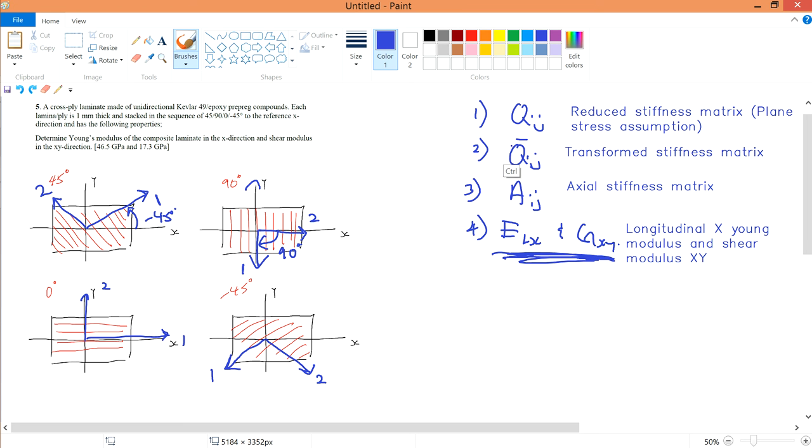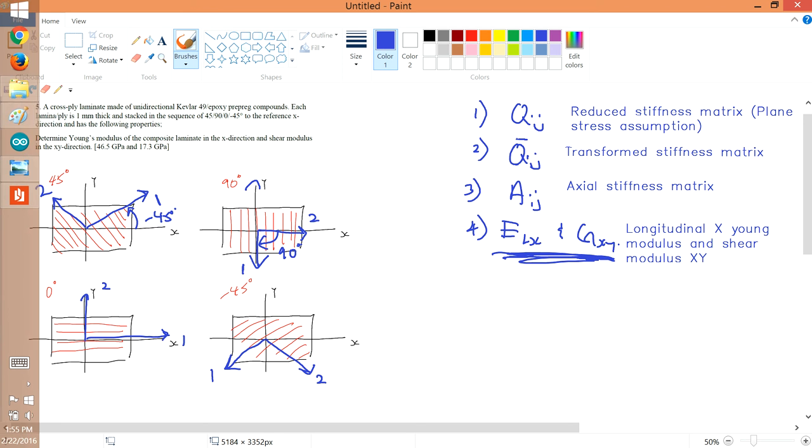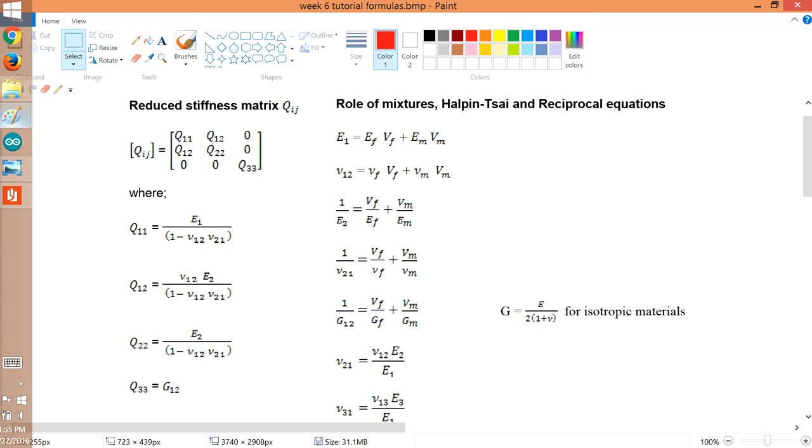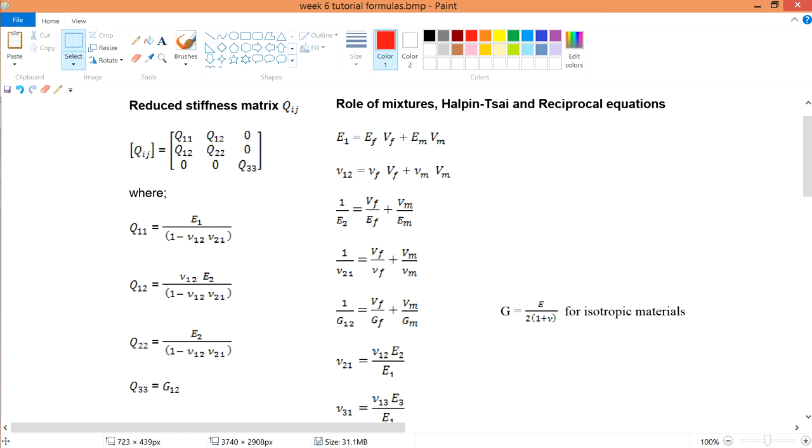So therefore we say that the first step we're going to do is to find our QIJ. Then we can find the transform stiffness matrix and then the axial stiffness matrix. In this video we'll cover only QIJ, as there are a lot of things within this QIJ. We say that the reduced stiffness matrix QIJ comprises all these things.